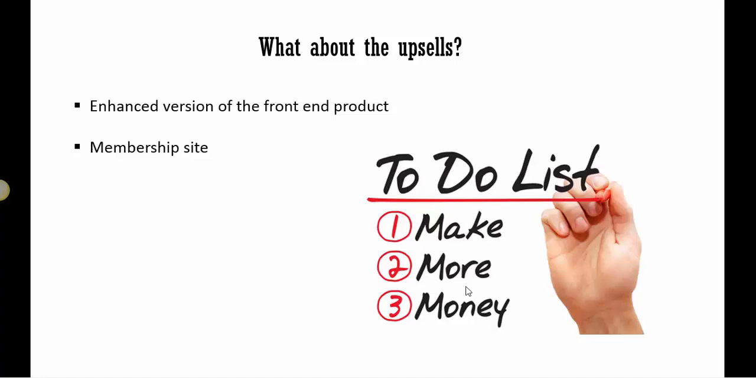So people maybe pay you, let's say, $20 a month to be a member of the membership site, and it's recurring income. That's going to be coming in every month until they cancel. So membership sites are a really good idea for upsells.